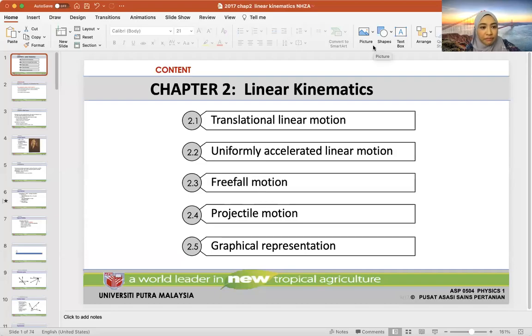Okay, so chapter 1 was about vectors, just an introduction to what a vector is, how to add them, how to multiply with the vectors, because we will use vectors throughout the semester, even throughout next semester. So this chapter is about motions. We have a lot of different motions. For this chapter, we are dealing with linear and also two-dimensional motion. So this is translational linear motion. We have uniformly accelerated linear motion, free fall, projectile, and also the graphical representation of these motions, either in displacement, velocity, or in acceleration. So we will see that later.